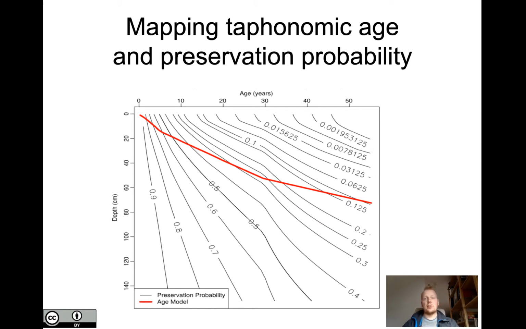Translating this into preservation probability, we see the same thing. Shells that are buried extremely quickly have a very high preservation probability, whereas shells that spend a lot of time close to the surface are very unlikely to be preserved.